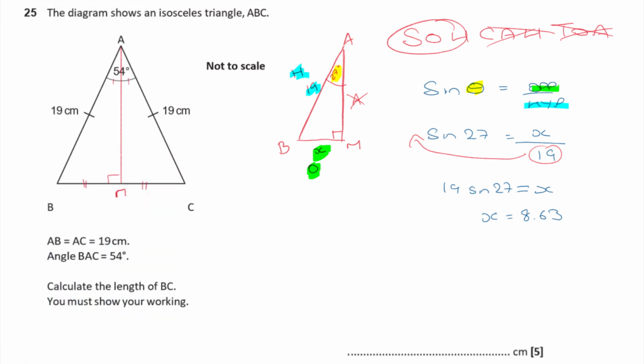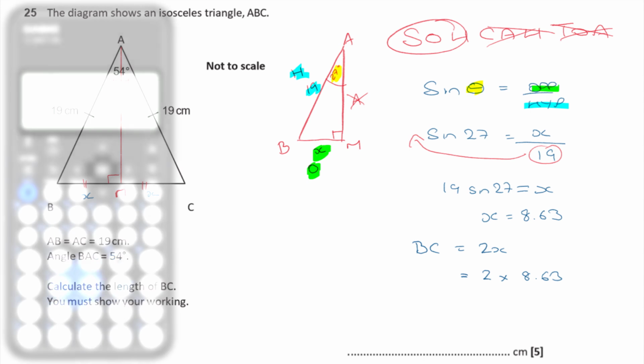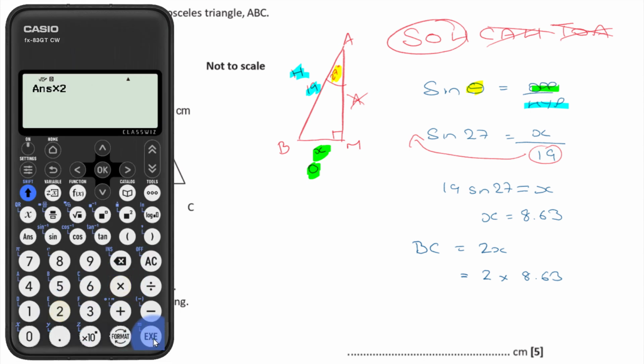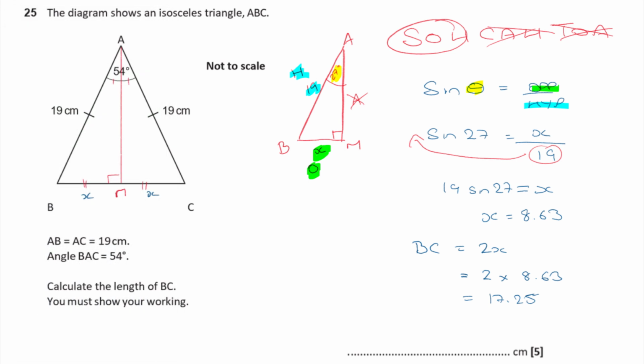But remember, that's half the line we want. So if x is 8.63, we want BC, don't we? BC is going to be 2x then, because if that's x, then that's also x there. So we need to have two lots of this. I'm just going to use the full calculator display because it might round differently after I've done a calculation with it. That rounds off to 17.25. Final answer, round to three significant figures. 17.3 I'm going to go for.